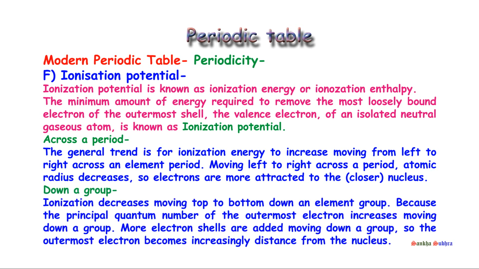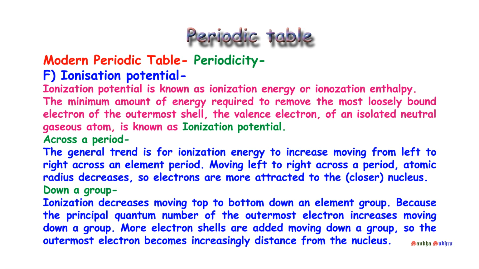Down the group, the ionization potential is going to be reduced, obviously, because we know down the group the size of the atoms is going to be increased as one shell is going to be added every time. As a result, the size is going to be increased, so less of the nuclear force is going to be realized on the outermost electron. As a result, we can easily extract the outermost electron, so the IP will be reduced.